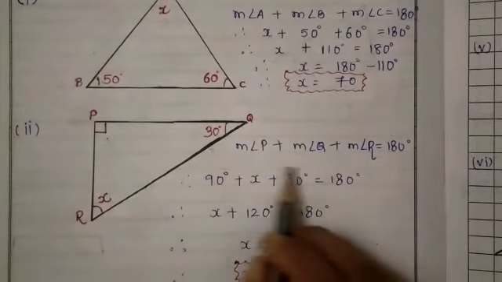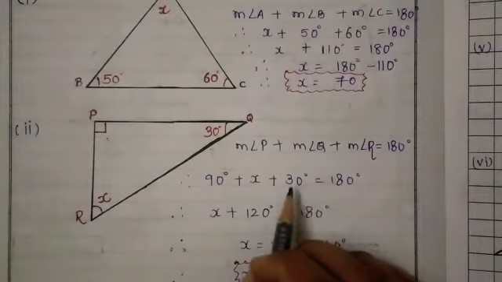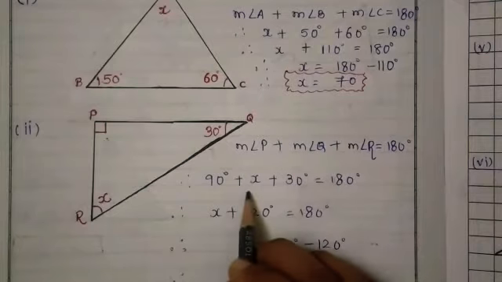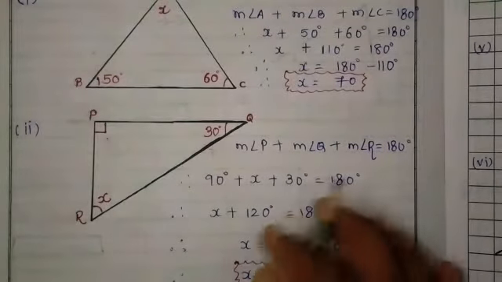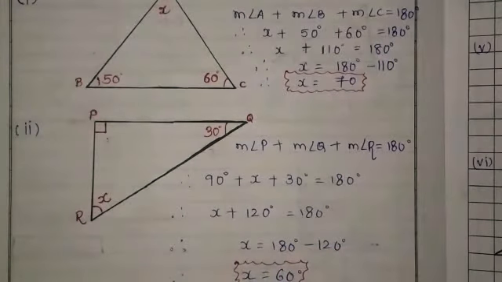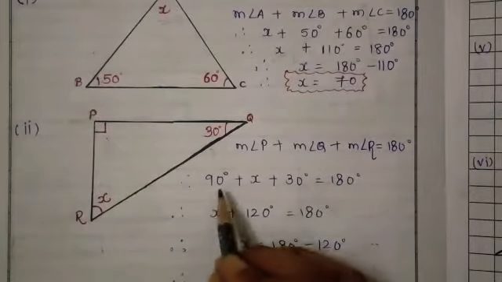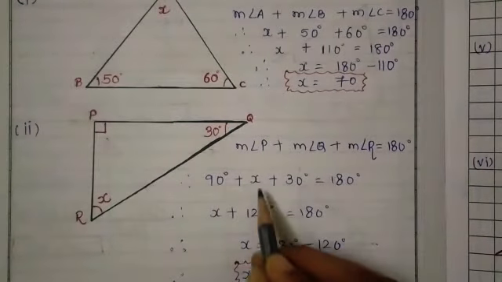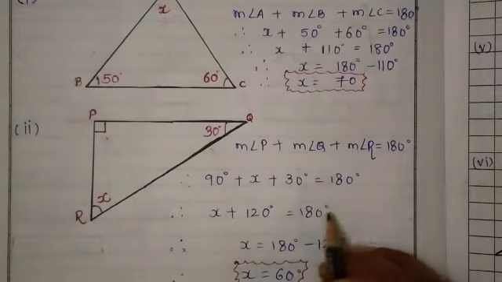Fine. See, the position doesn't matter. If you write 30 plus 90 plus X, then also it's right. In the very first statement if you want to write the numbers together, then also you can do. Okay, it's alright, position doesn't matter. Fine. This is equal to 180. Next is 90 and 30 will give me 120. X will be carried forward as it is, and on the right hand side of the equation 180 will also be carried forward.